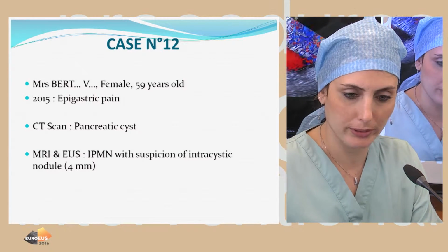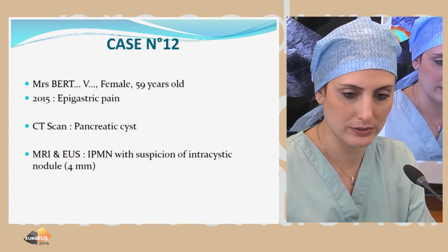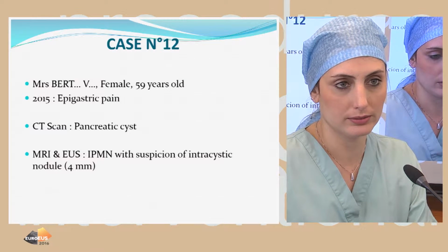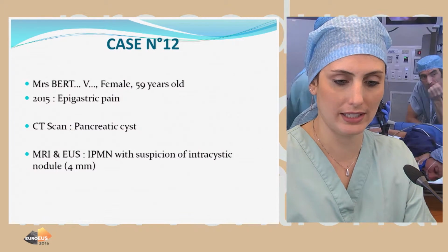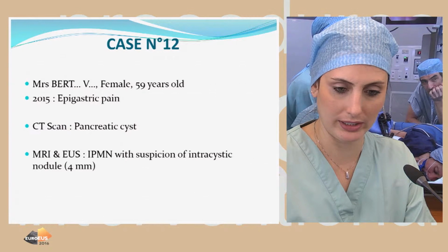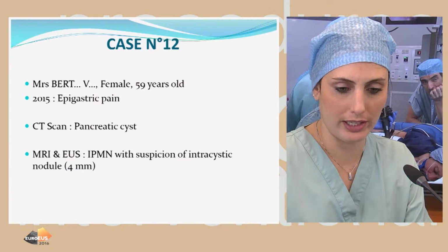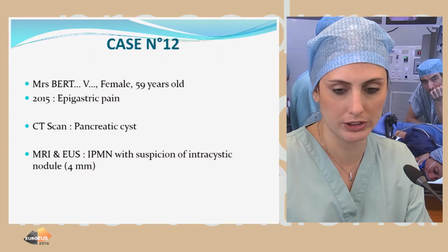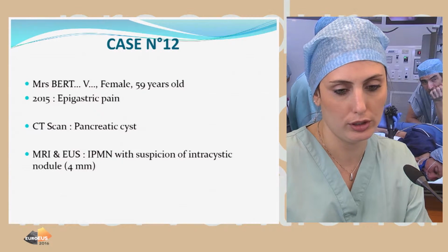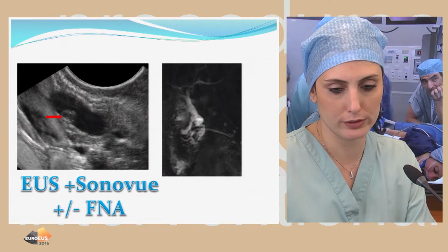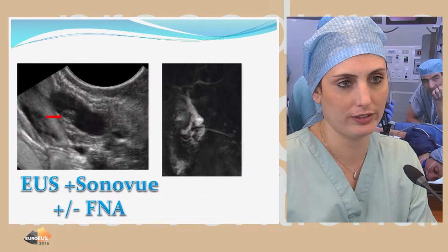59 years old, male, epigastric pain last year. CT scan showed a pancreatic cyst, and MRI and EUS showed an IPMN with suspicion of an intracystic nodule of 4 millimeters. Now an EUS with Sonoview and maybe FNA.